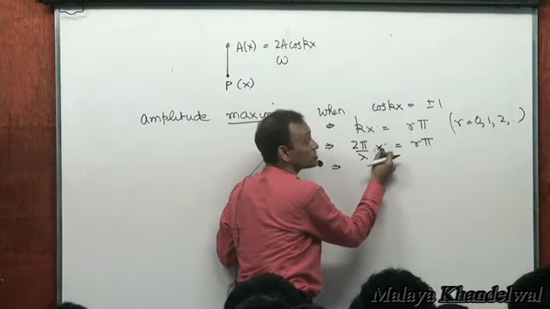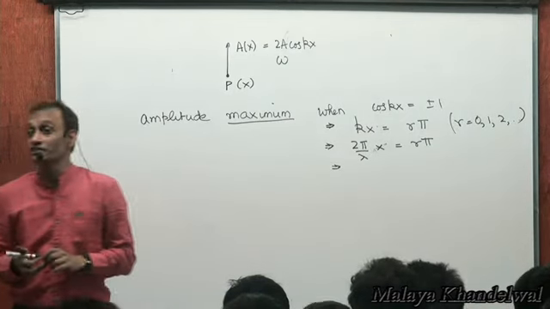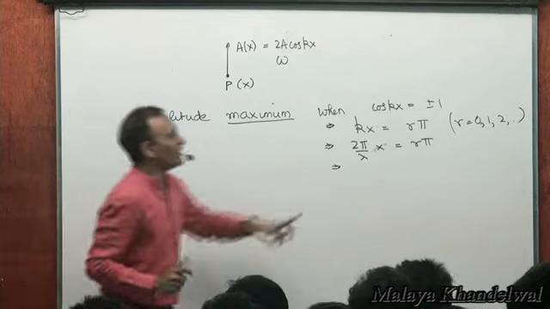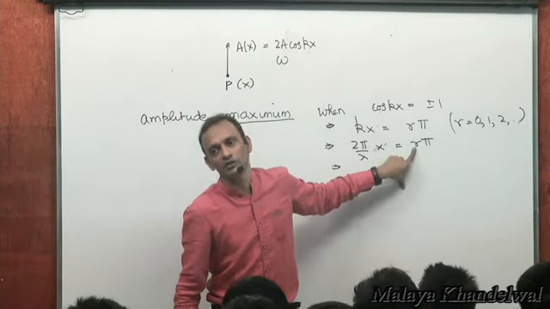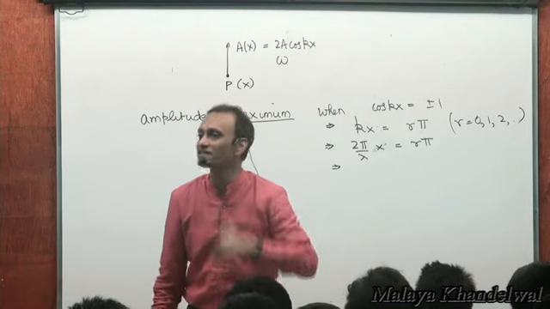Now if I take consecutive values of r, I get consecutive values of x for which the amplitude would be a maximum. Yes or no? If I take r equal to 0 and I take r equal to 1, I get two successive values of x where amplitude is maximum. Yes or no?